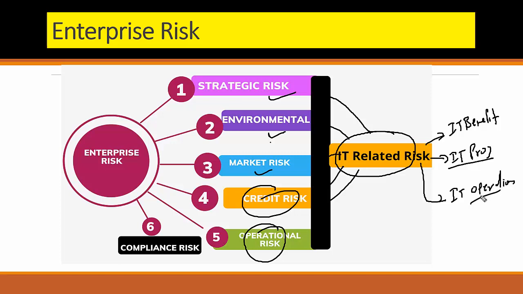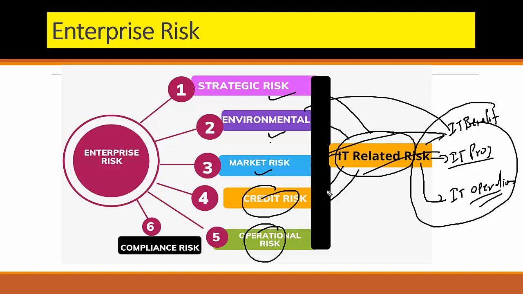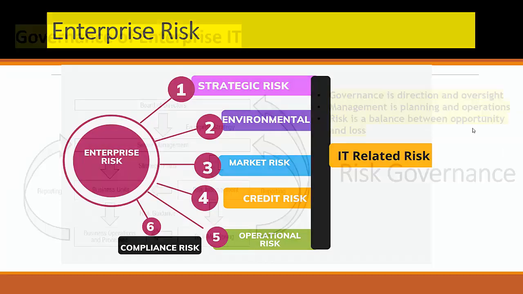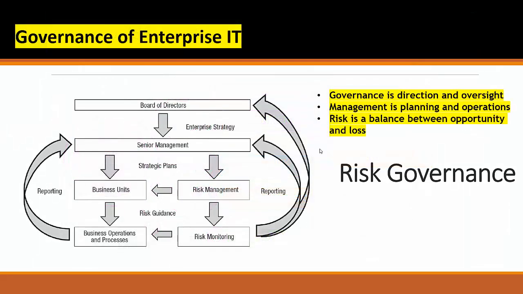So when I say IT benefit or value enablement, it is when a delivered project does not create the expected value, projects are not delivered in a manner consistent with the plan, or delivered service falls short of SLA. So these also directly or indirectly impact my strategic, environmental, market, credit and operational risk. So that is how we have it. Now, when we're talking about the overall risk governance, that is how it works.